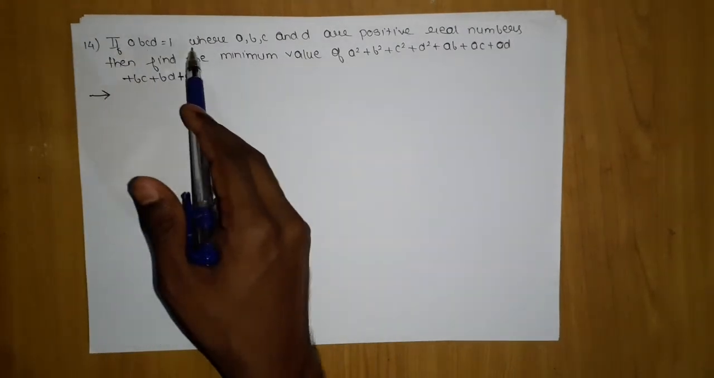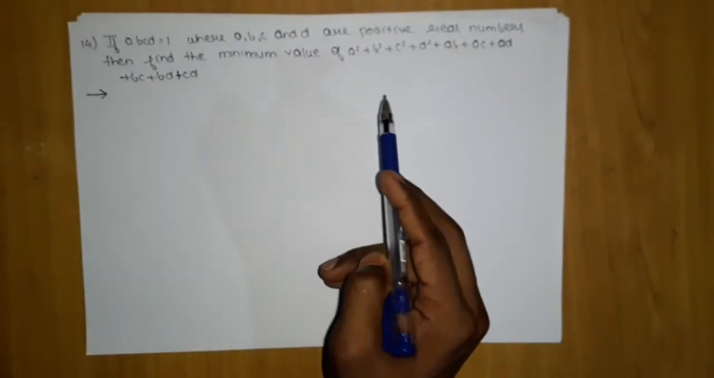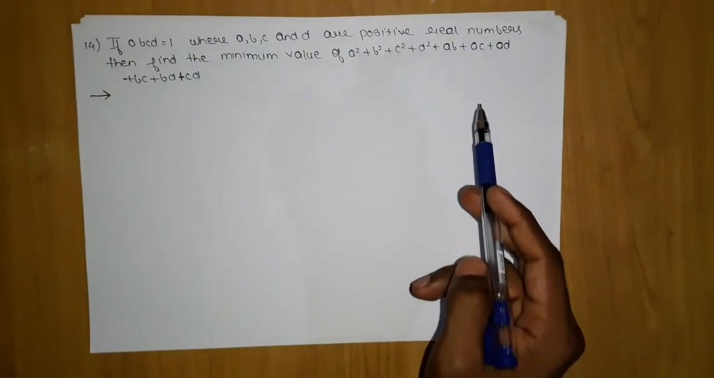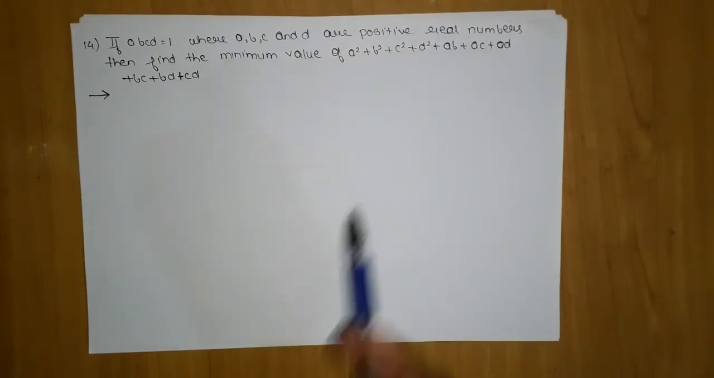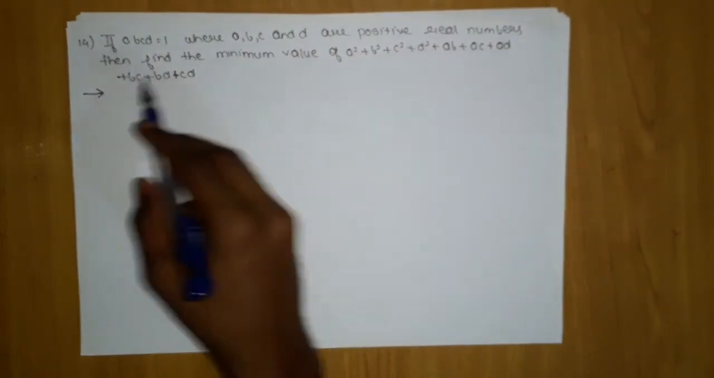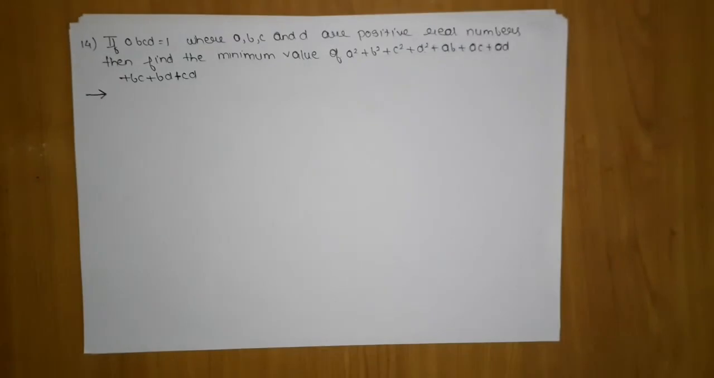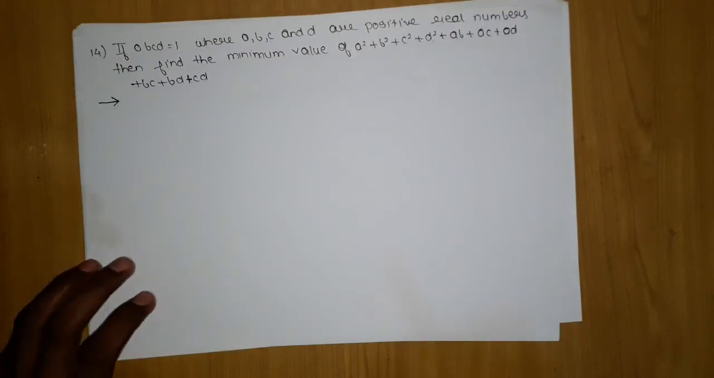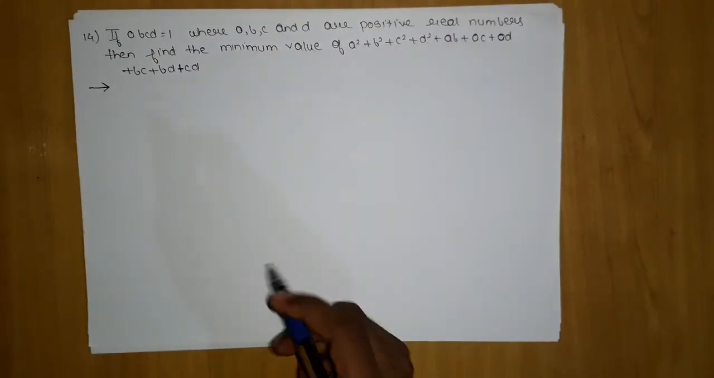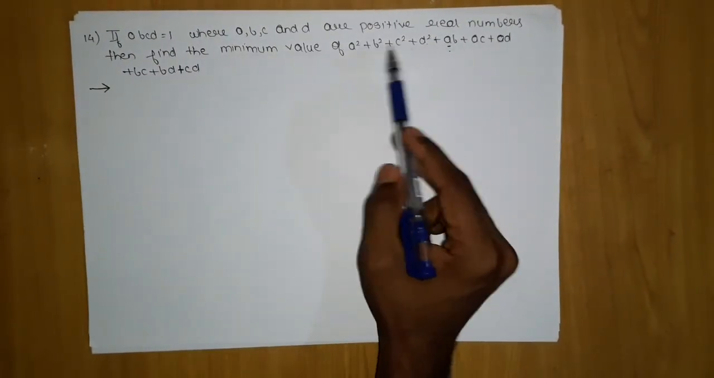If abcd equals 1, where a, b, c and d are positive real numbers, then find the minimum value of a square plus b square plus c square plus d square plus ab, ac, ad, bc, bd, cd. So how many terms are there? 4, 5, 6, 7, 8, 9, 10. So in total 10 terms are there. So what we can do is consider these terms only. When we consider these terms, is there twice ab, twice ac?